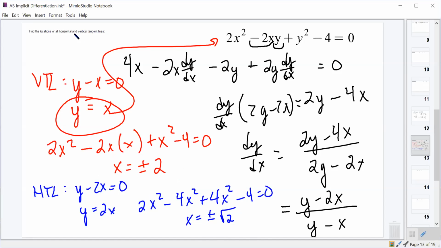Now, I didn't ask you to find the actual horizontal tangent line equation, but if I did, you'd have to take this, plug it back into your original equation, and solve for y. Does that make sense to everybody?